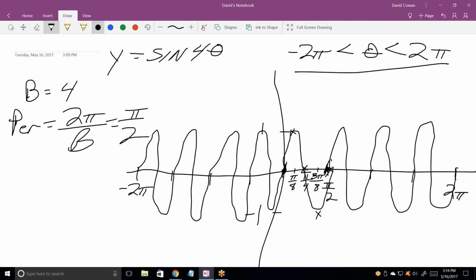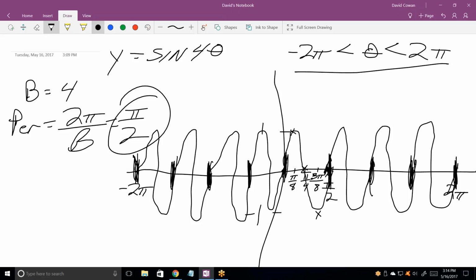In other words, there's 1, there's 2, there's 3, there's 4 to the right. If I go the other way, there's 1, there's 2, there's 3, there's 4 the other way. But it all really comes down to finding what the period is, and then just plotting the sine function throughout the domain that they have defined.